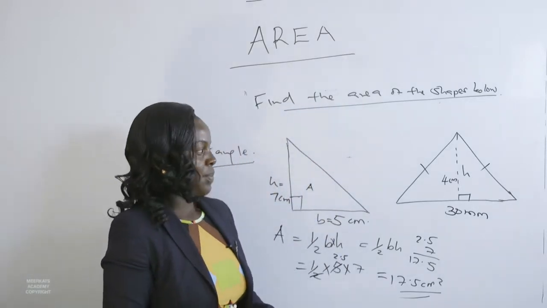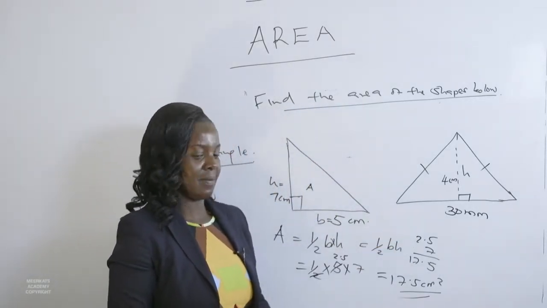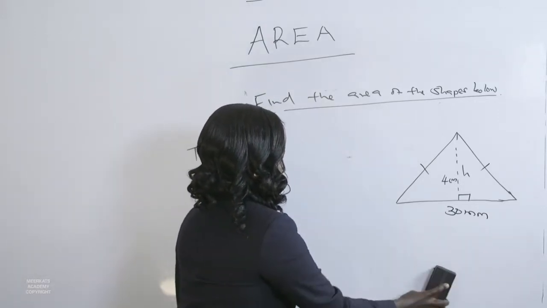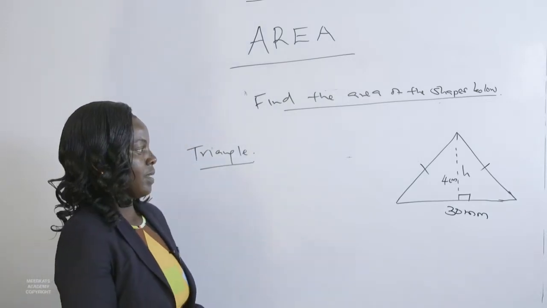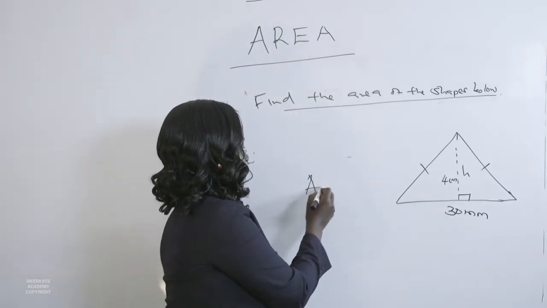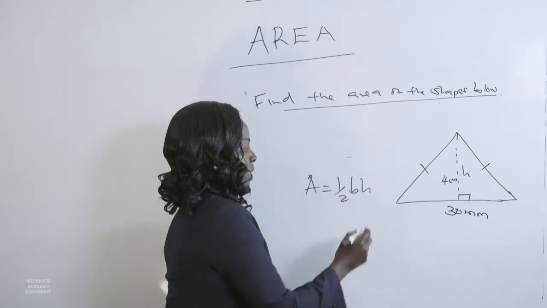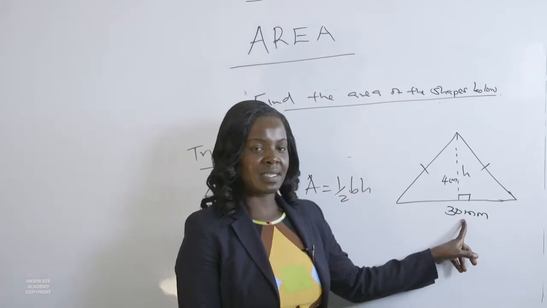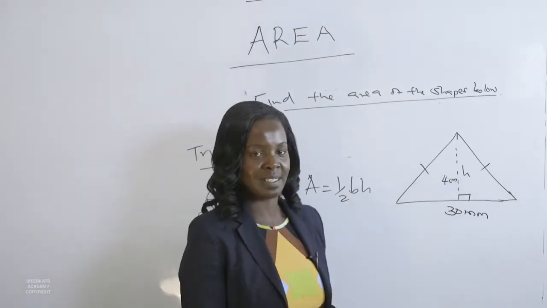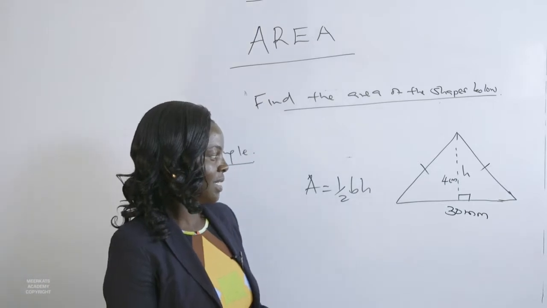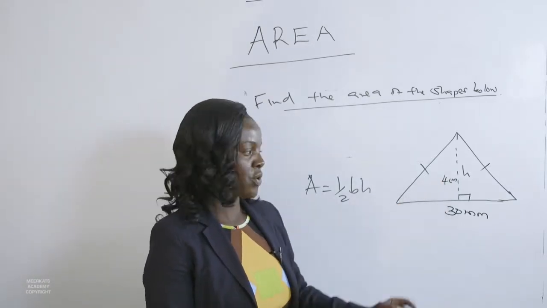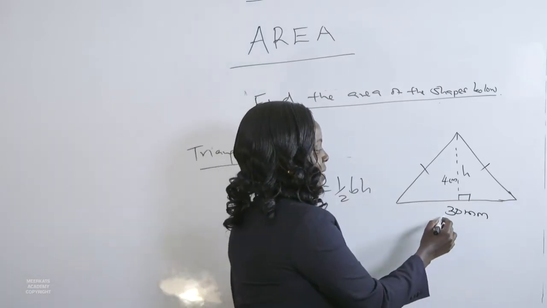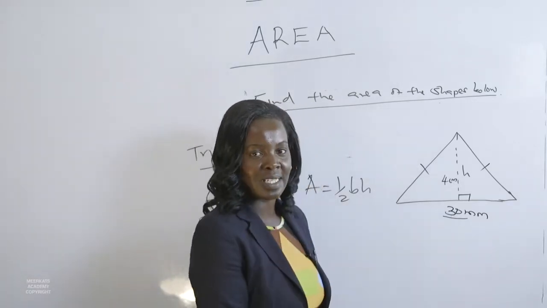let's take an example of this figure here. This is still a triangle, and the area is given by a half base times height. You realize that the base is given in millimeters, while the height is in centimeters. We are supposed to change so that we have common units. Which one are we going to change? We will change the base into centimeters.